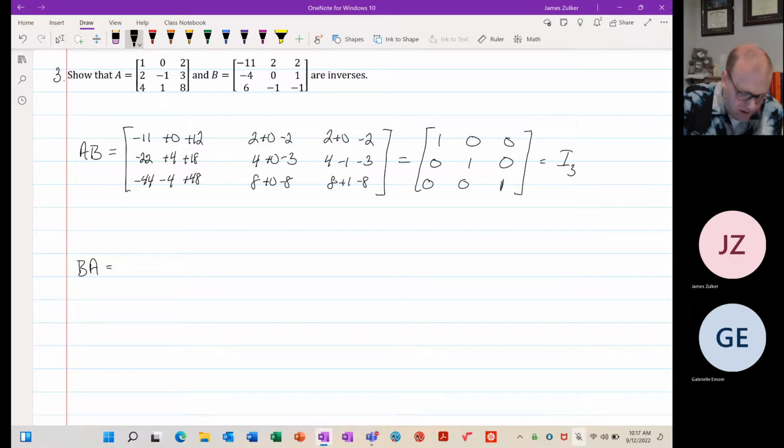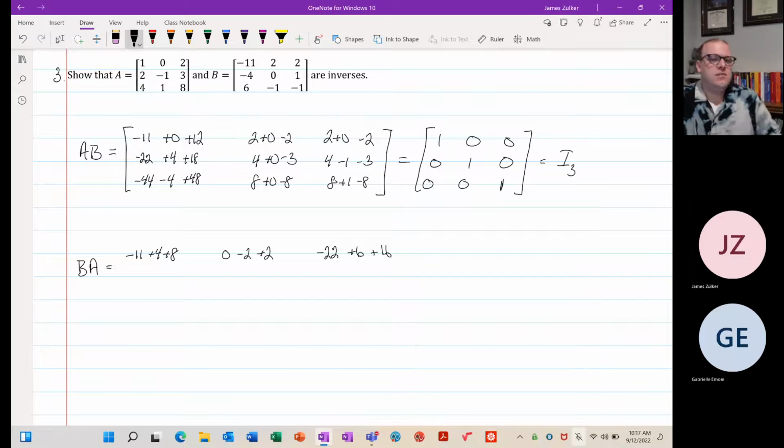Row 1, column 1, negative 11 plus 4 plus 8. Right, row 1, column 2, 0 minus 2 plus 2. And row 1, column 3, negative 22 plus 6 plus 16.